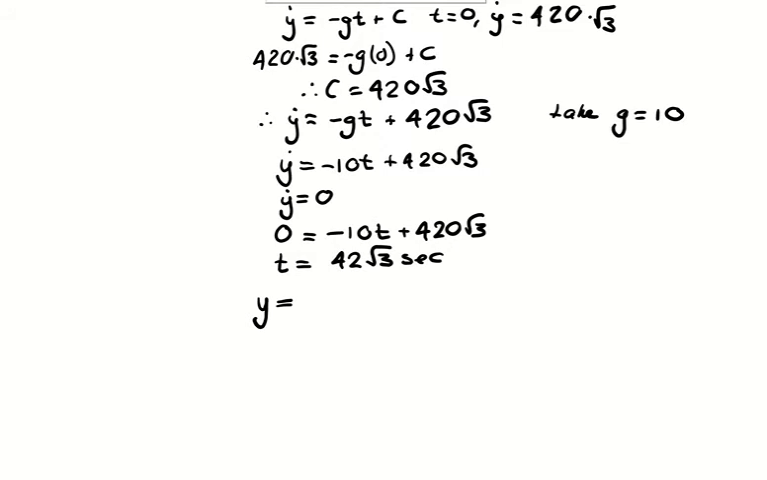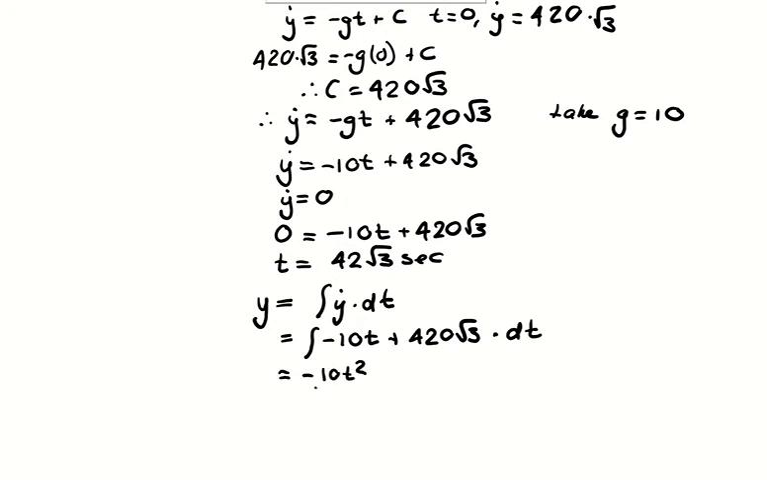So I think, okay, well, how can I find y? Go back to the video before, I can find y by taking the integral of y dot with respect to time, which is now going to be my integral of negative 10t plus 420 root 3 with respect to time, which is going to give me: add 1 to the power and divide by it, add on your variable and your constant.